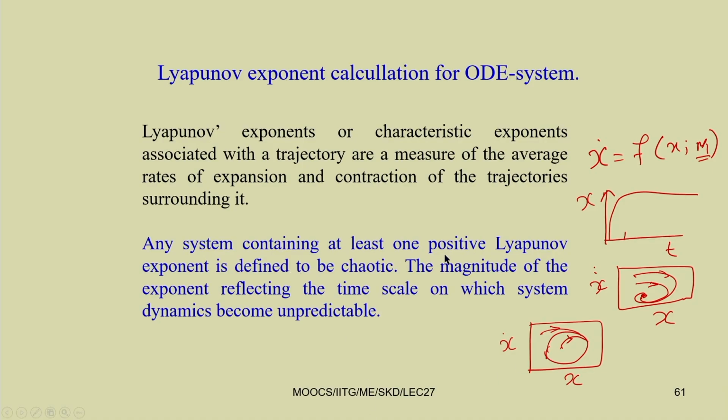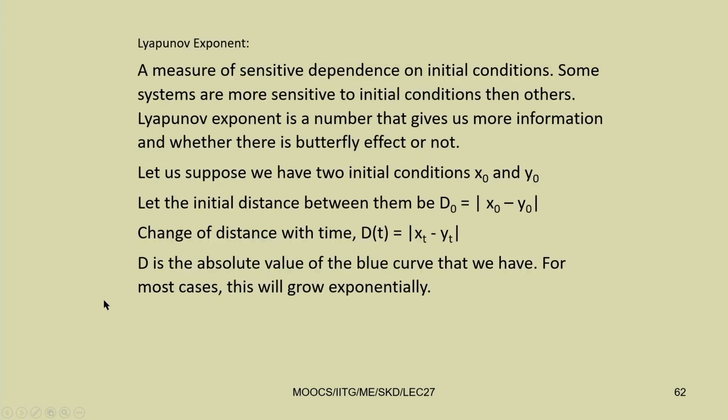Any system containing at least one positive Lyapunov exponent is defined to be chaotic. So, in case of chaotic response, at least one of the Lyapunov exponents will always be positive. The magnitude of the exponent reflects the time scale on which the system dynamics becomes unpredictable. The Lyapunov exponent is also a measure of sensitive dependence on the initial condition. Some systems are more sensitive to initial conditions than others. So, the Lyapunov exponent is a number that gives us more information on whether there is a butterfly effect or not, that is, whether there is chaotic response or not.